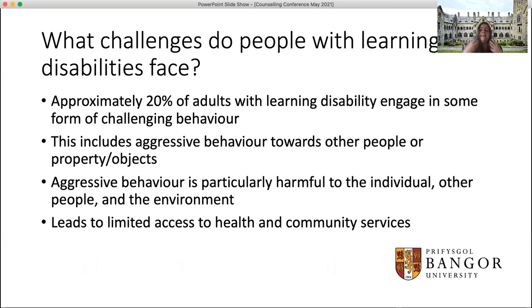Now, it's particularly harmful, of course, from the obvious perspective, towards the individual, other people and the environment, but it also leads to limited access to health and community services. And of course, people's housing situations can break down, people miss out on key activities or work placements because of these difficulties.